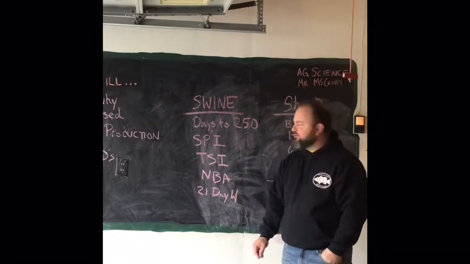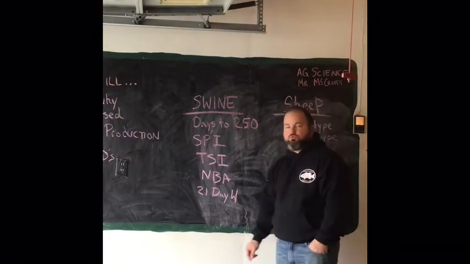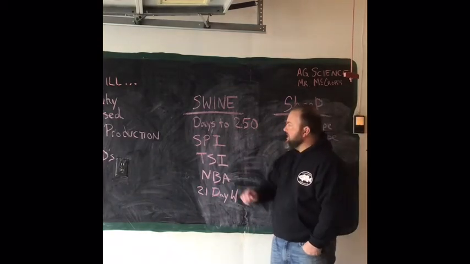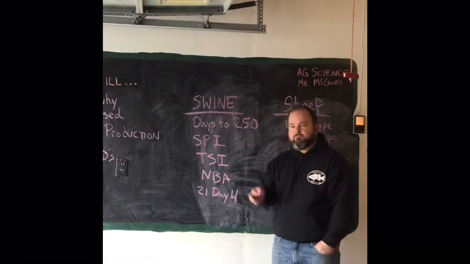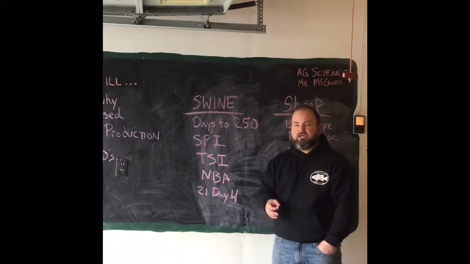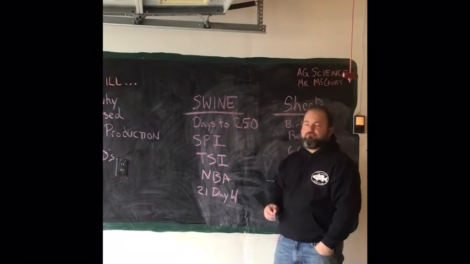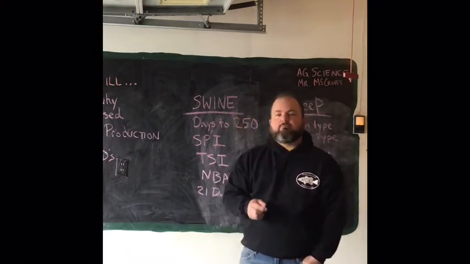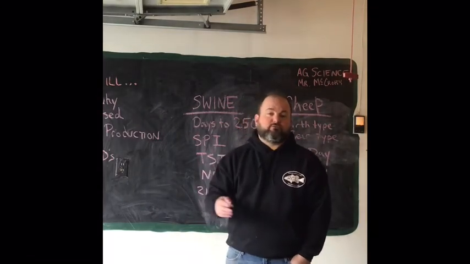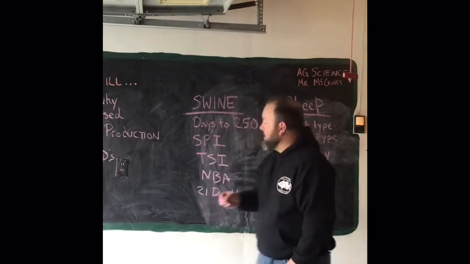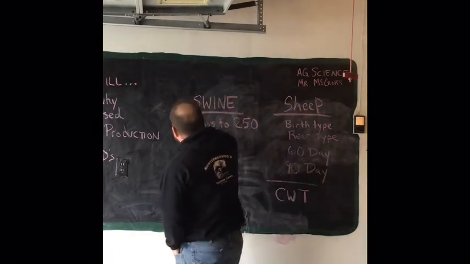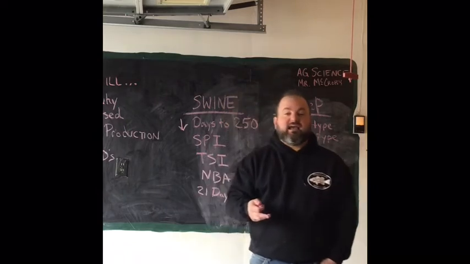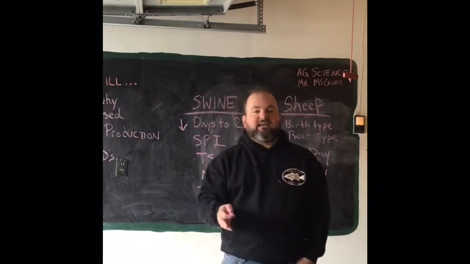So now I want to talk about swine EPDs and then sheep EPDs. Swine EPDs are known as really important aspects in swine production, and days to 250 is an important aspect. Days to 250 is the number of days that it takes to get to 250 pounds. This number we actually want low. A really good number for this is about 150 days to 250. 250 is market weight, and that's what we're going to sell.